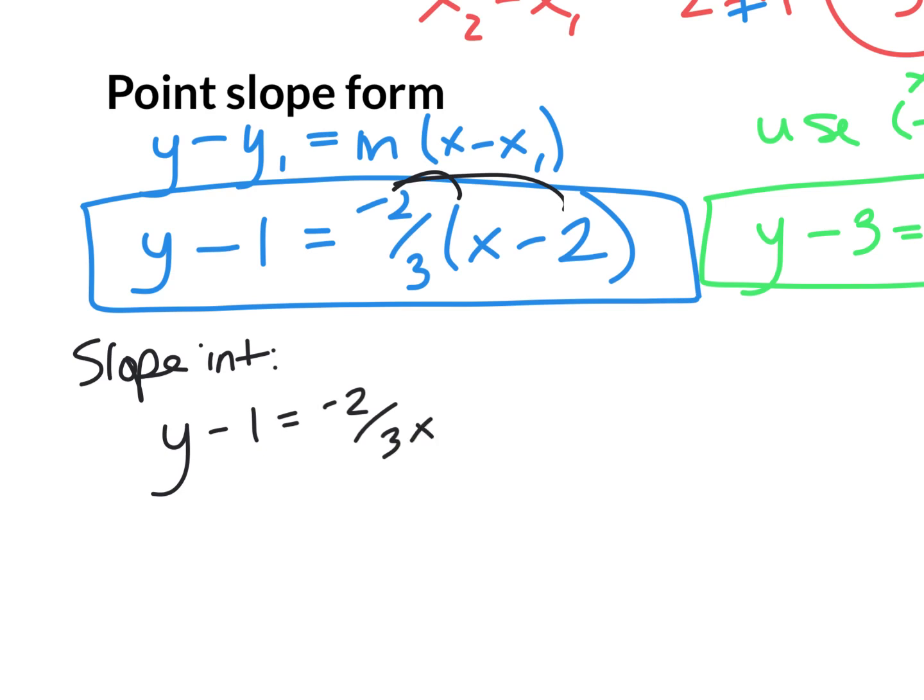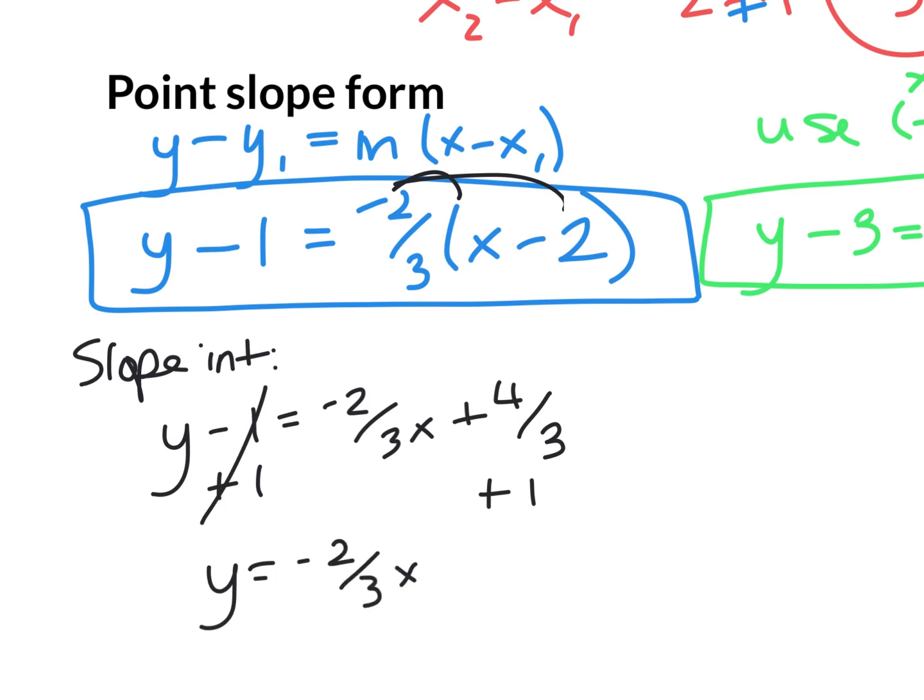When we multiply fractions, remember we multiply the tops. This is going to be plus 4 over 3. And then all I have left to do is to change where this 1 is and move it over. So I'm going to add 1. That will give me an equation of y equals negative 2/3 x plus 4/3 plus 1. This is a quick reminder, you need to have common denominators to add.